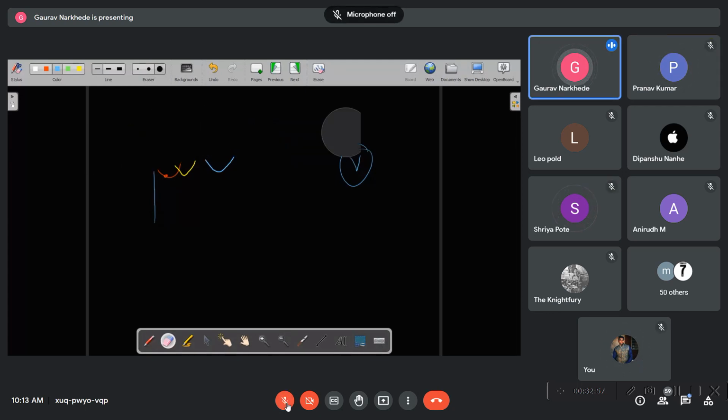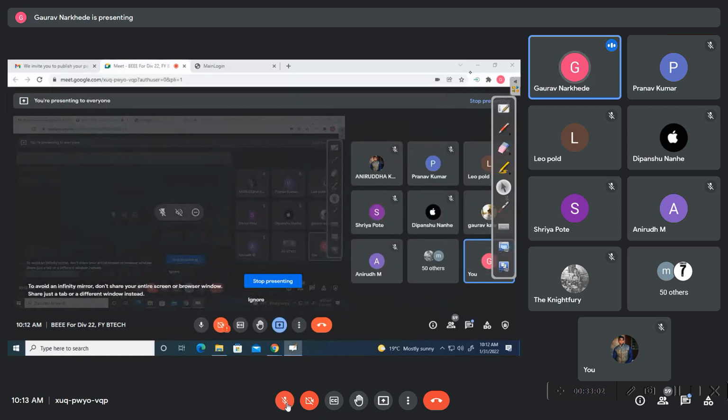Yes, so that slide is only to give you an idea of what is three phase, because we keep talking about what is three phase, what is single phase. That is okay.